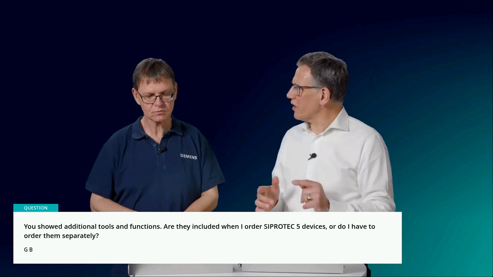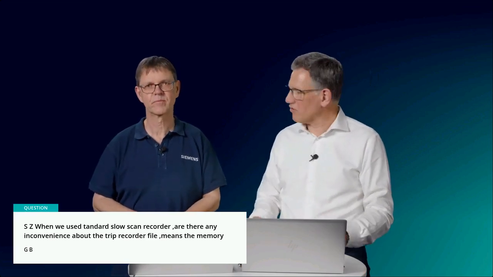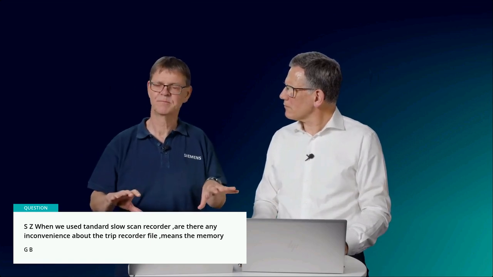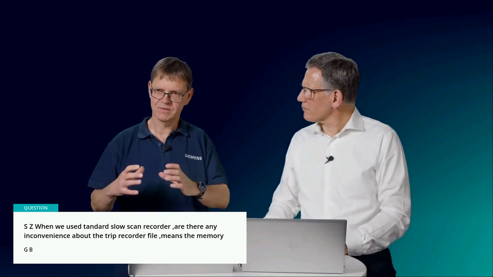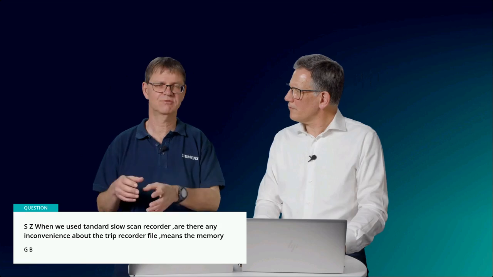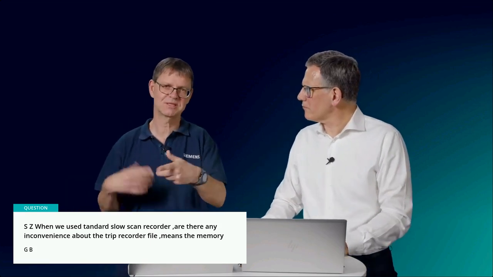Okay, there's one more question I think might be useful to bring now, Klaus. SZ asked about standard slow scan recorders, and if there are any concerns about the trip record file, for example, in size. So basically they are separated. In the settings, you reserve a certain amount of memory, and this is normally enough to host hundreds, depending on the settings, of these slow scan records.